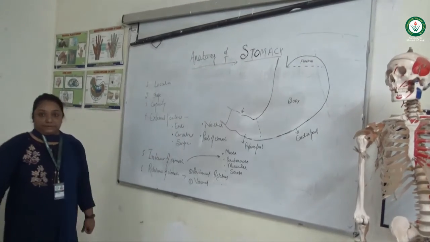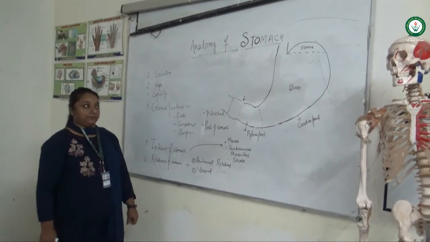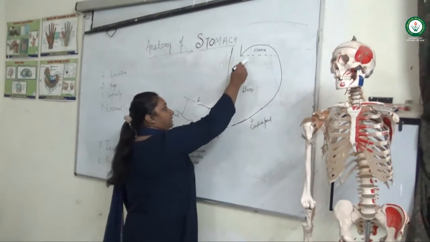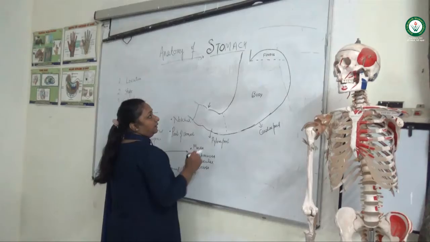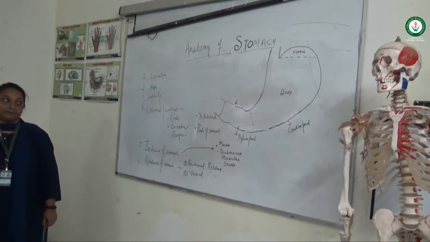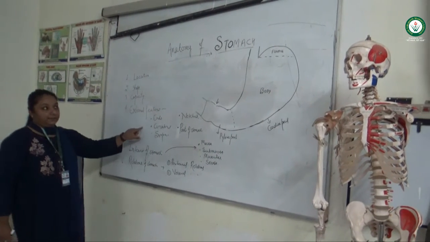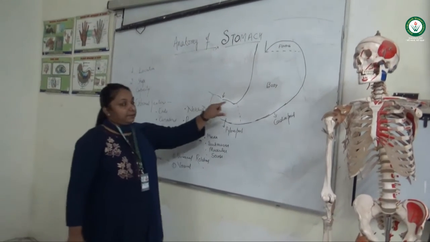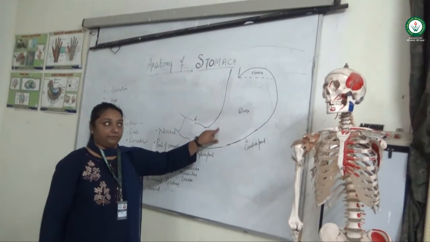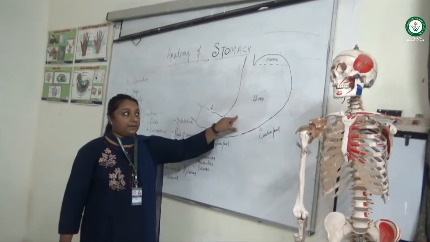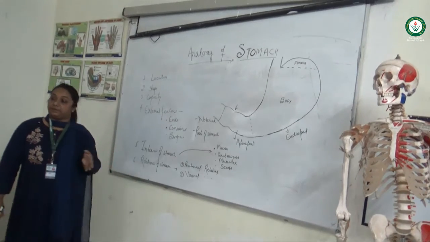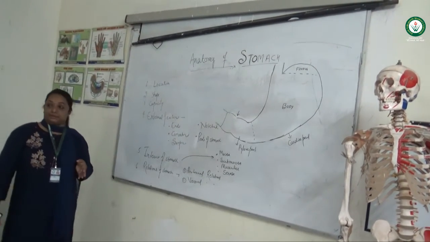Now we will see the curvatures. There are 2 curvatures. This is the lesser curvature, and this is the greater curvature, shorter and longer in length respectively. Surfaces: there are 2 surfaces. The surface that is facing the anterior abdominal wall is the anterior surface, and the surface behind the stomach, facing the posterior abdominal wall, is the posterior surface.